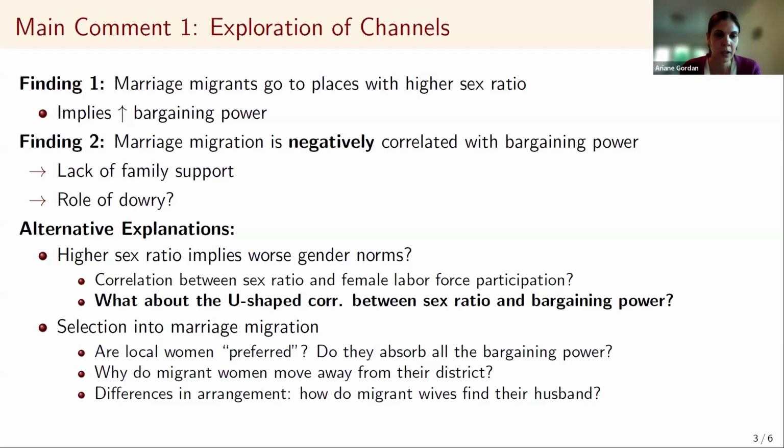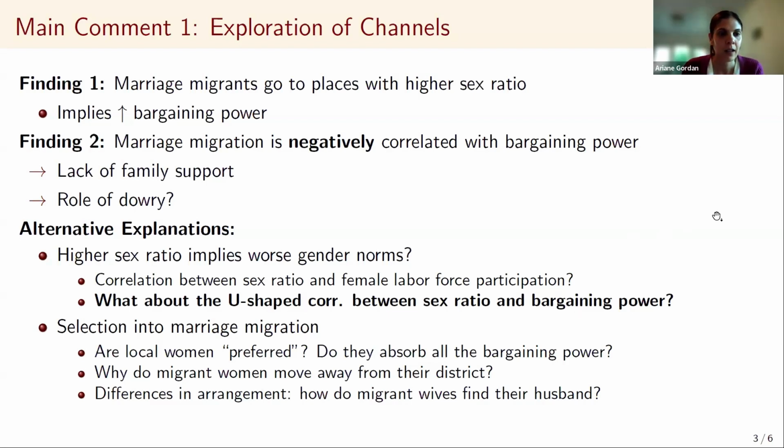And also, I was wondering, again, about the selection of migrant women, which you were now talking a little bit more about. Why do they move away from the district? Maybe you have some information about the district where they come from, so you can make a little bit more sense of who these women are. And then another, maybe more of a curiosity thing, but it might also be relevant in this context, is how do these migrant wives find their husband, or how are these migrant couples arranged, and is that different from how local couples form.